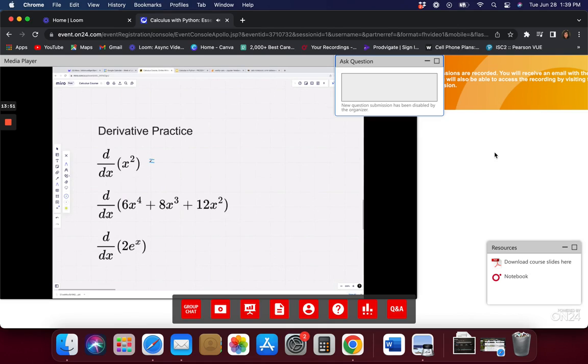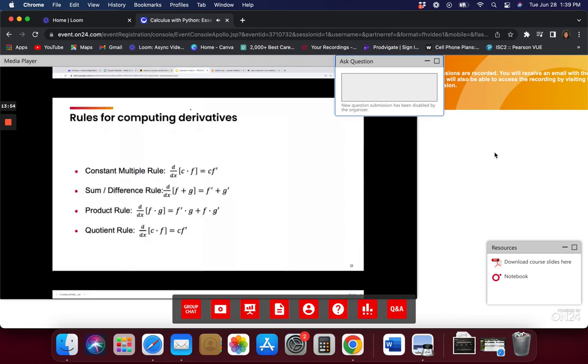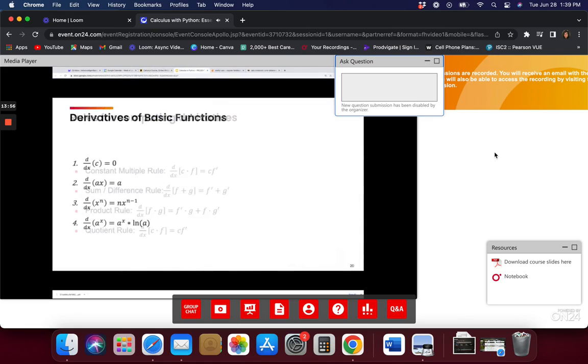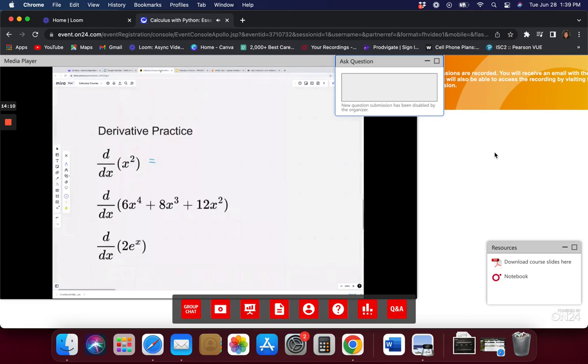Based on the rules that we saw before, let me pull up the derivatives for basic functions sheet. We saw that the derivative of x raised to the nth power is equal to n times x raised to the n minus 1. So first we move the 2 out front, and then we multiply that by x raised to the 2 minus 1. What we're left with is 2x.